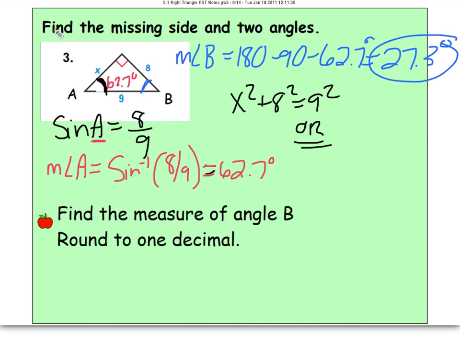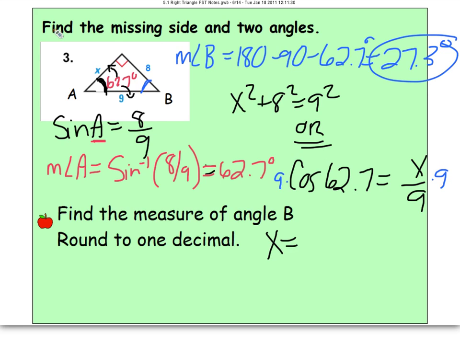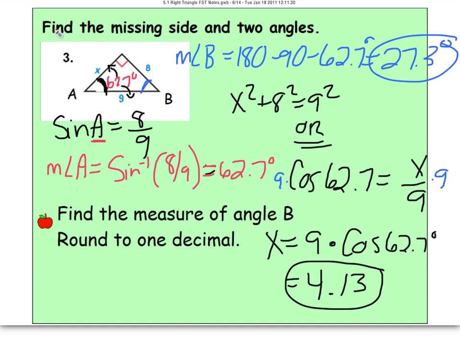I'm going to use this angle here of 62.7. And I'm going to use the fact that I don't know x, which is the adjacent side, but I know the hypotenuse. So that would be the cosine. So I'm going to do the cosine of 62.7 is equal to x over 9. Algebraically to solve, just multiply both sides by 9. So x is going to be equal to 9 times the cosine of 62.7 degrees. When I do that, what I'm going to get is about 4.13 is the length.